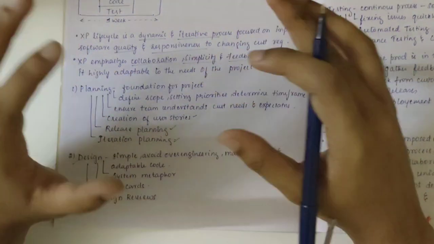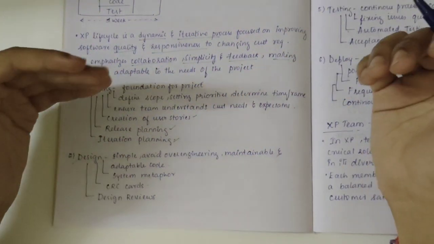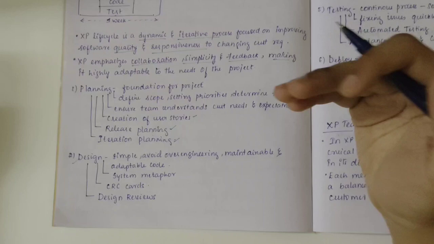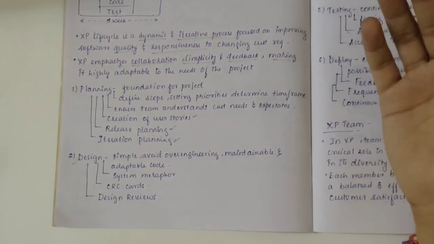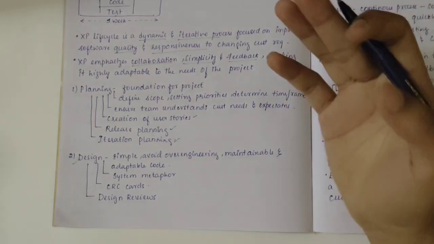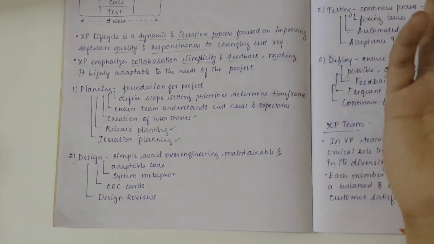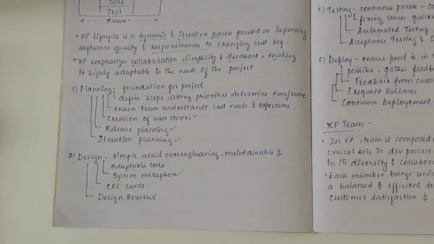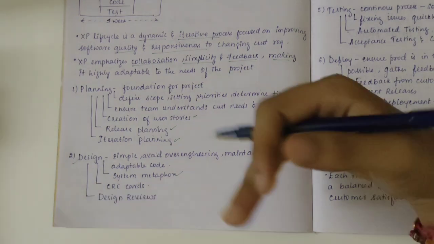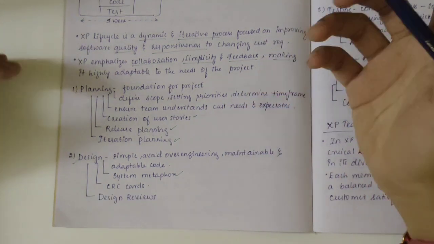Whatever the models we design should be maintainable and adaptable code. That is, if I show this design to my stakeholder and he or she says that I have to make certain changes, then those changes should be incorporated in my design. Then we have system metaphor. The team might develop a system metaphor to guide the design or provide a shared vision on how the system will work.